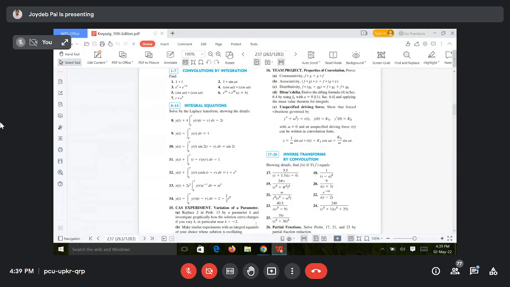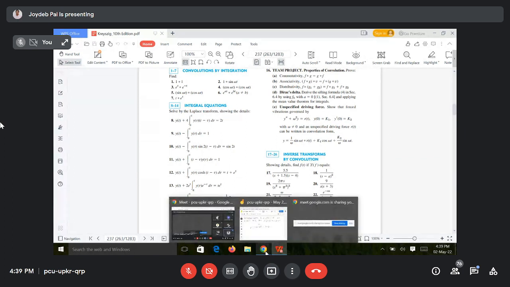From problem number 17 to 26, some functions of s are given, and it is asking to find the Laplace inverse of these by convolution. You can solve them by some other formula, but here they have asked you to use convolution. In the exam it is mentioned: find the Laplace inverse by convolution. So in that case you cannot apply any other formula.